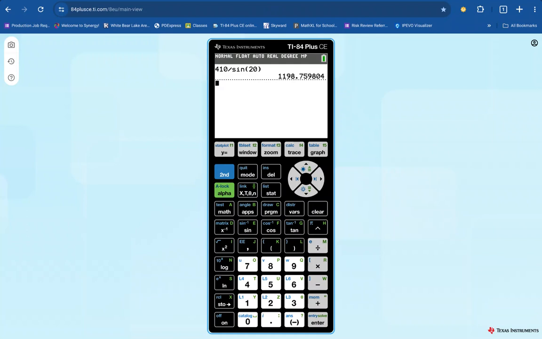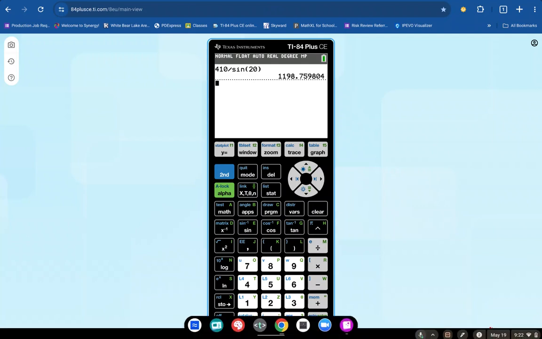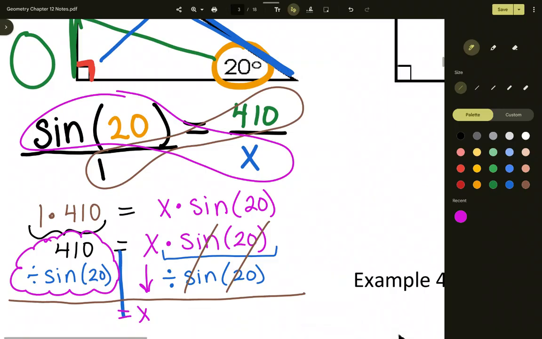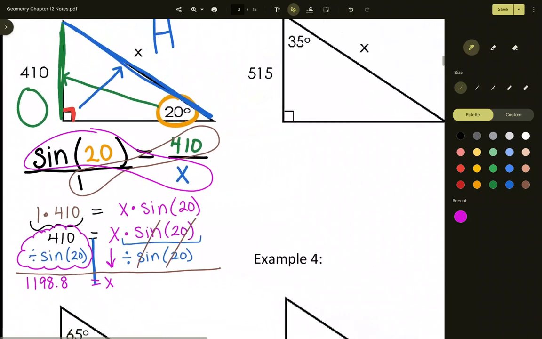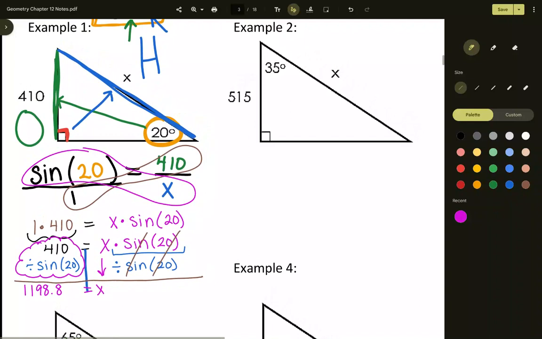And here it comes out to an ugly number, but we can round it to the nearest tenths, let's say. So this would be 1,198.8. So if I go back, 1,198.8-ish. And if I look at the original picture, I don't see any units of measurement listed, but this could be like feet, meters, whatever. But that's going to tell me the length of our missing hypotenuse.